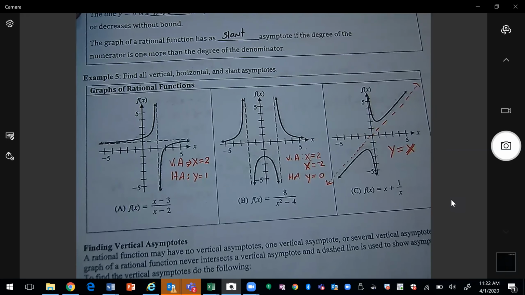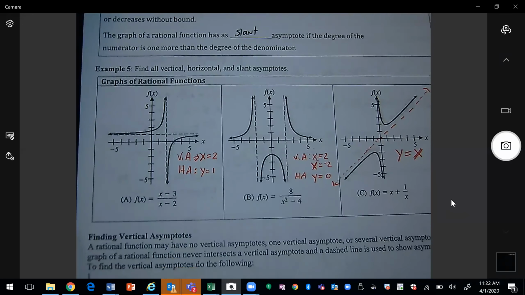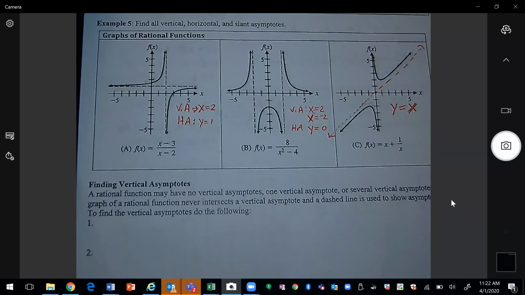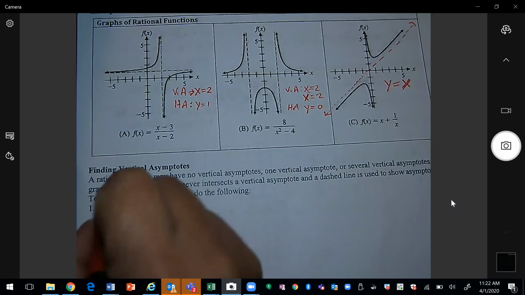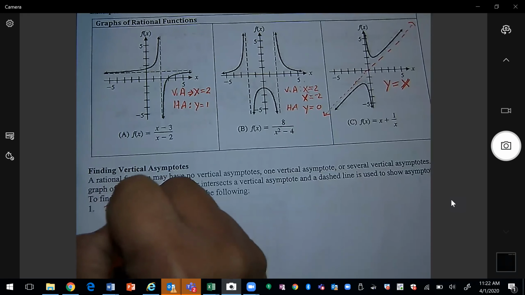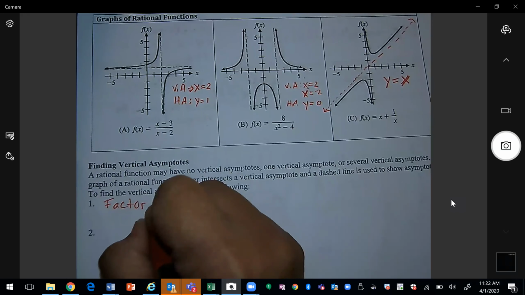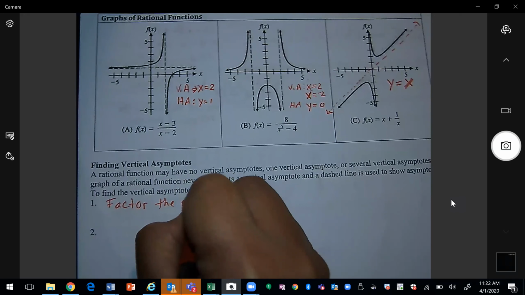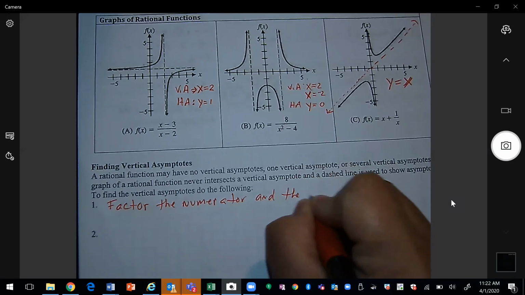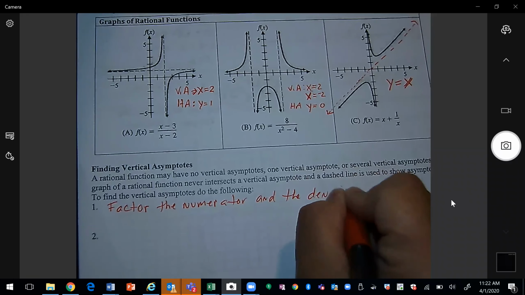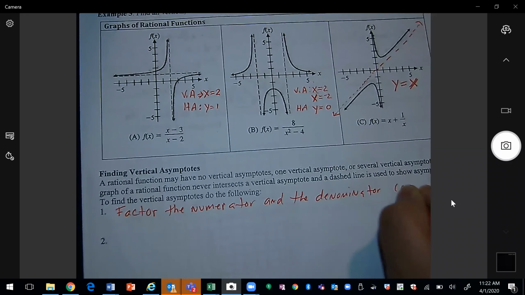Okay. So our goal for this section really is how do we find these dotted lines? That is one of the important things that we want to do. So first we'll work with the vertical asymptotes. To find them, there's really 2 steps. The first one is you want to factor the numerator and the denominator completely.